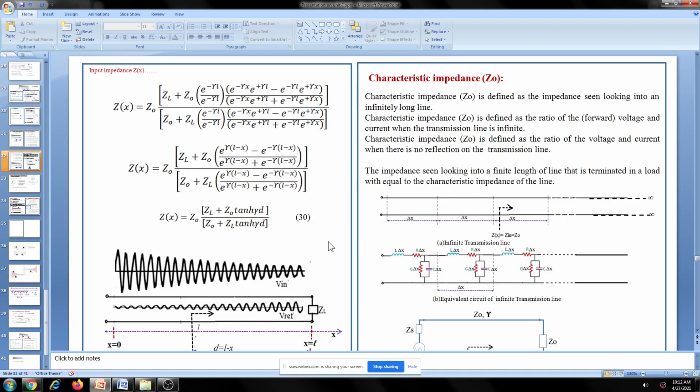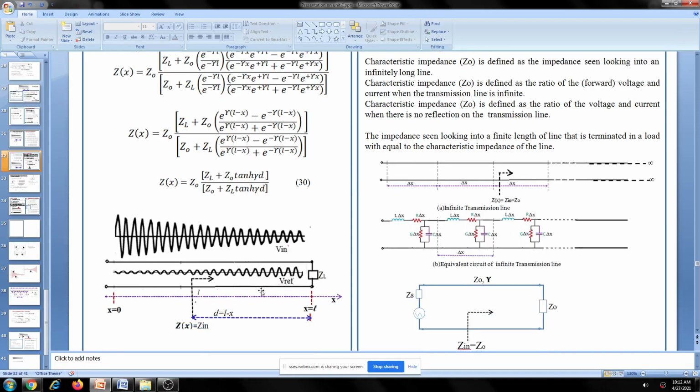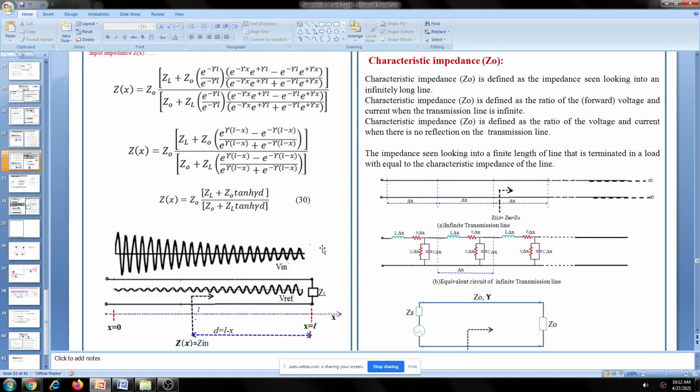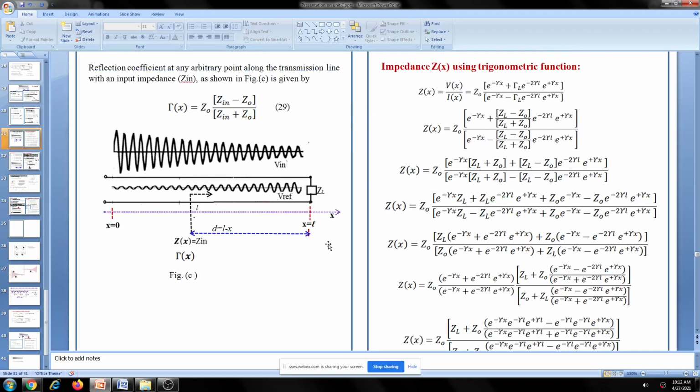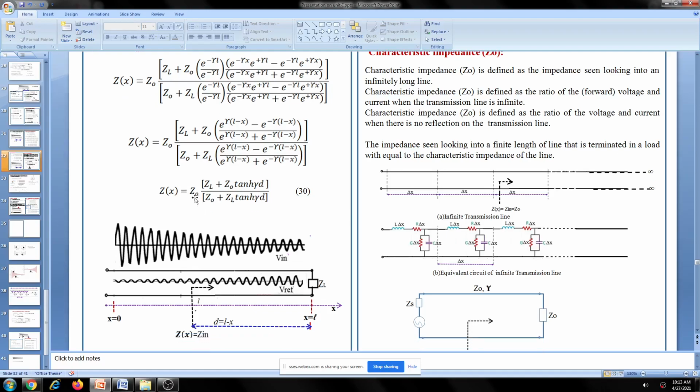Yes, ma'am. Okay. So this is the equation, z of x equation. Okay. Next we will see here characteristic impedance. See, in this equation we have a term Z0. What is this Z0? It is called the characteristic impedance of the transmission line. Z0 is here. Okay, this is called the characteristic impedance of the transmission line.